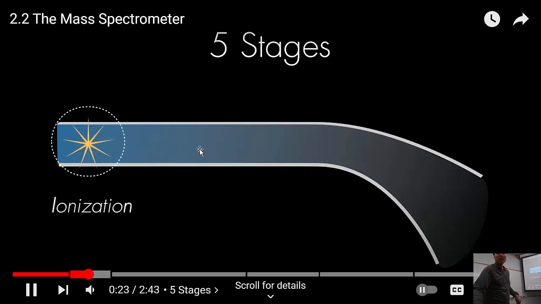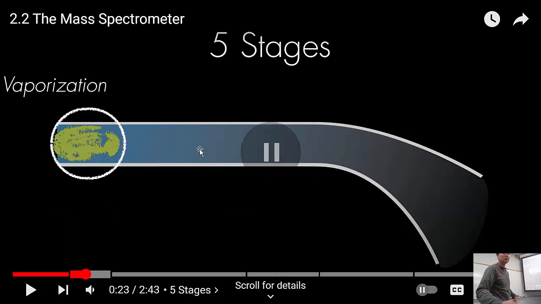There's different ways we vaporize it, actually. Let me stop here. One way is to heat it up. Other ways is it's already a gas. If it's already a gas, neon's a gas, so you don't have to vaporize neon. But if it were liquid or if it were a solid, we'd have to vaporize it. We could vaporize it by heating it up or using a laser to vaporize atoms on the surface.